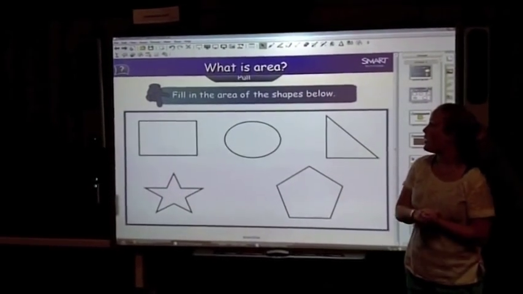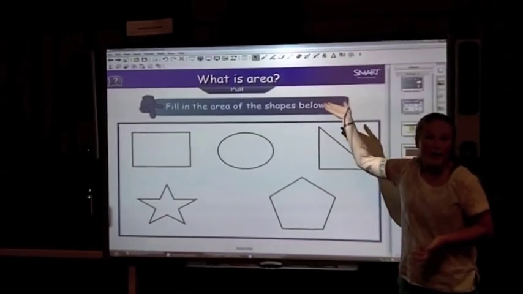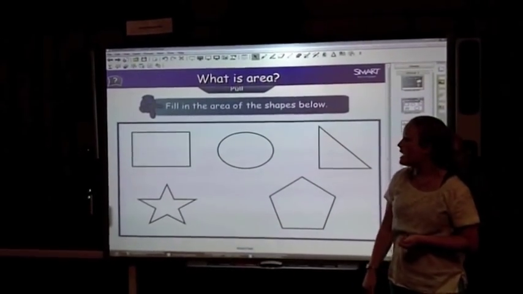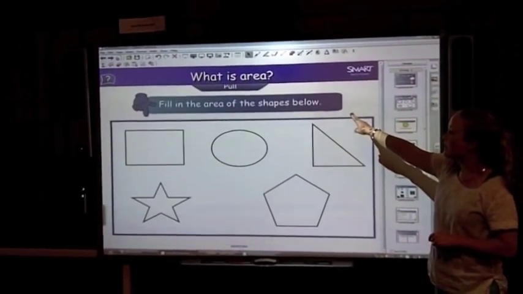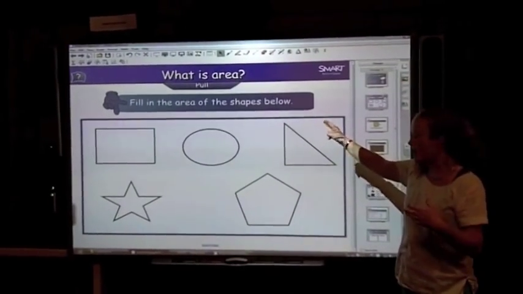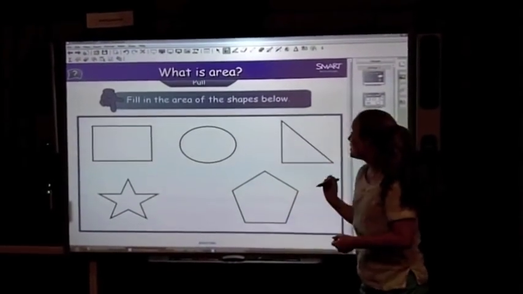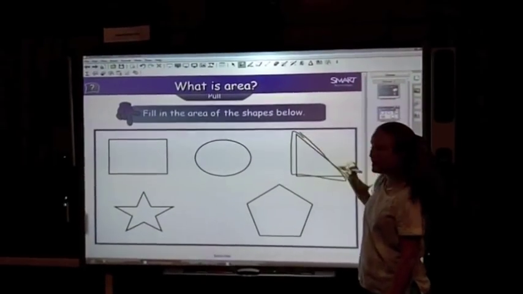Usually you start out with a square. So your question for the day is, what is area? Your students might not know what area is. They might not have heard of it yet. And so the first thing is they might have a worksheet, and you can tell them to fill in the area of the shapes below. You might want to have students come up and use the markers to draw wherever they think the area is. If they think it's the outside, maybe they don't know what the area is.